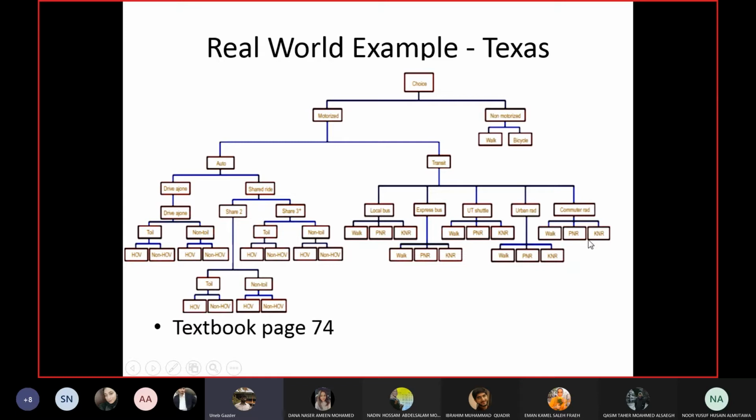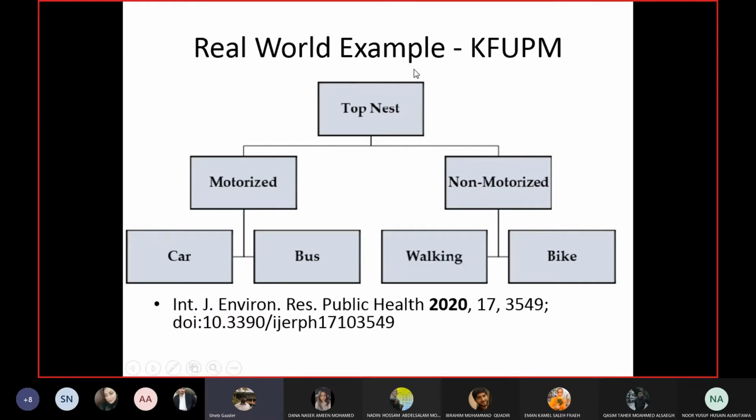So in the end, you have 27 different categories. Imagine 27 different categories of modes just for one city, Texas. Just imagine. This is a more simple example.